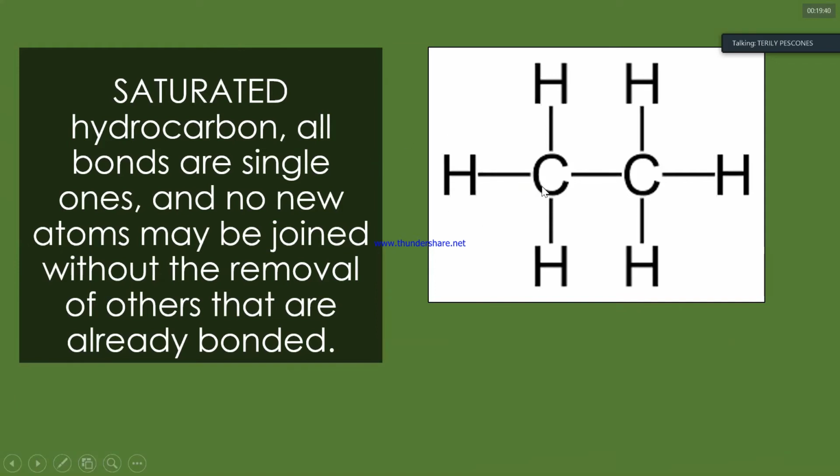So, ito yon. So, single bond, kaya siya considered as saturated. Kasi lahat na ay bonded with other atoms. So, saturated siya. Maliban na lang, it can still combine with other atoms or other compounds. Pero kailangan may matanggal na doon. Let's say one of the hydrogen may be replaced by other atoms.